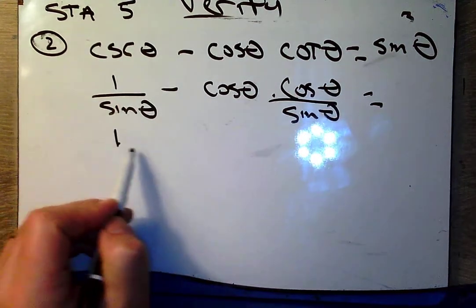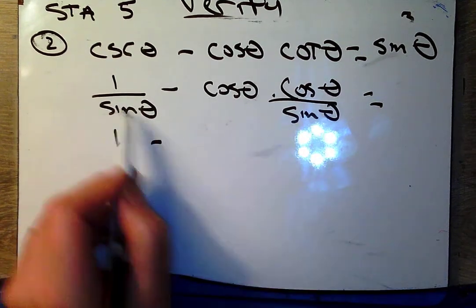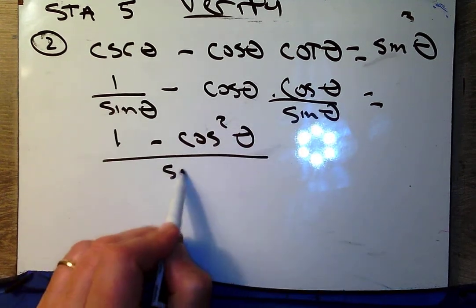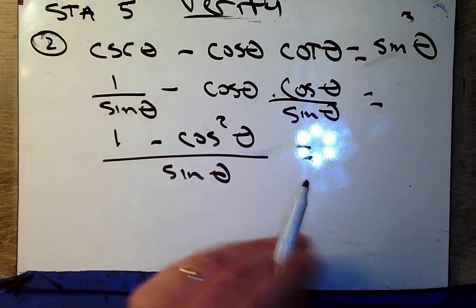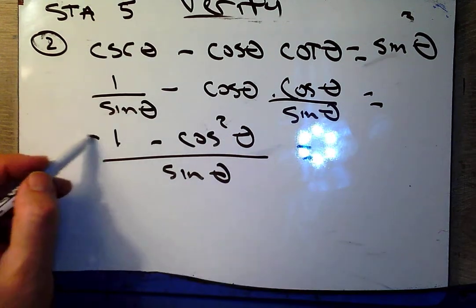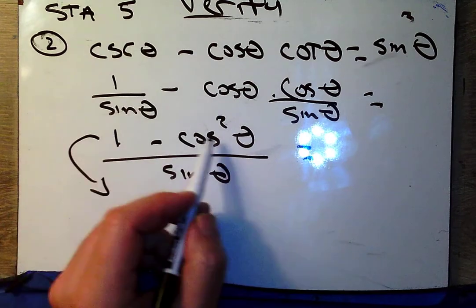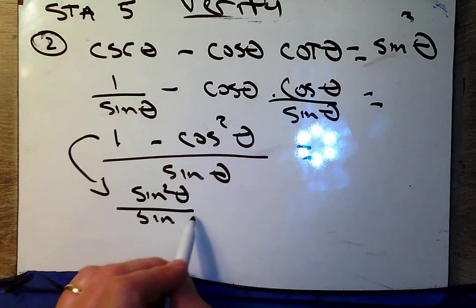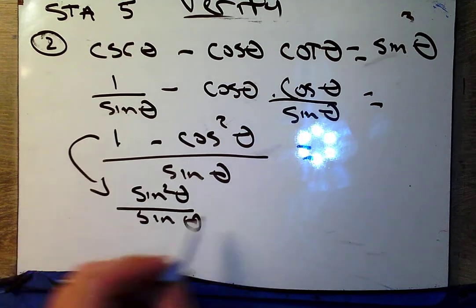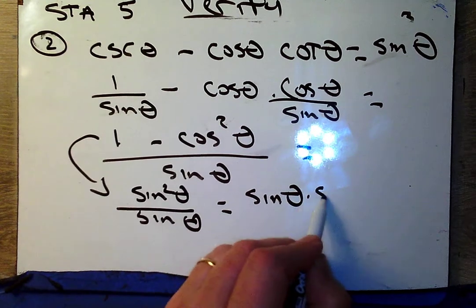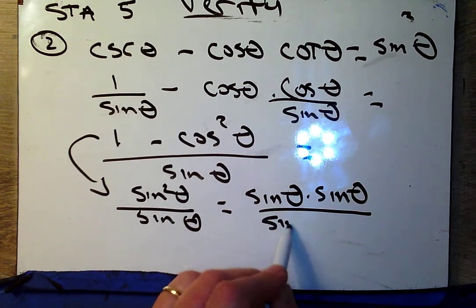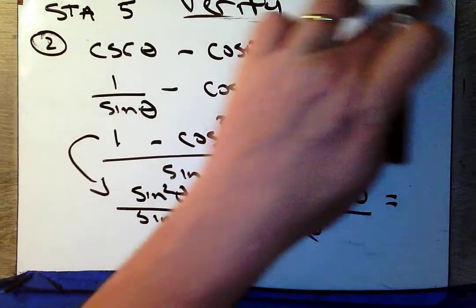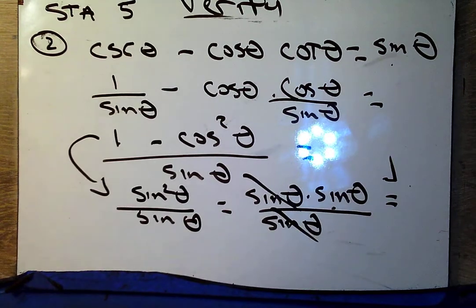Okay, so this can be 1, because look, they both have a common denominator. 1 minus cosine times cosine is cosine squared. Okay, now what's 1 minus cosine squared? Yes, you really do need your Pythagorean identities. 1 minus cosine squared is sine squared. And divided by sine. So sine squared over sine, well, that's the same as this. And so I can cancel one of those. And now I'm left with sine, which is in fact where I was asked to go.